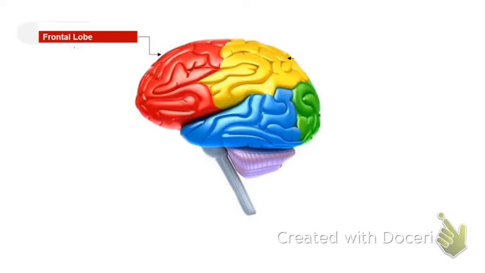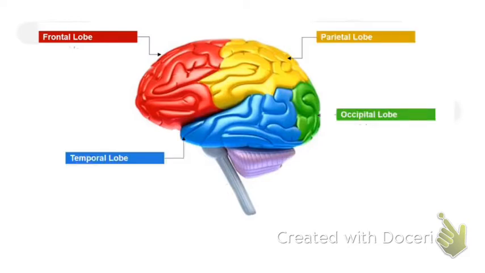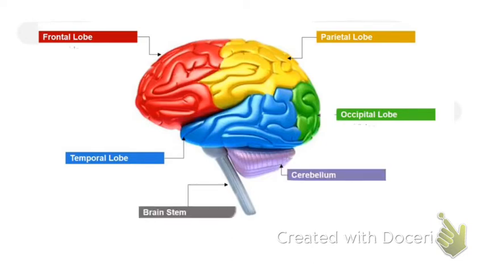We call those sections lobes, at least this part of the brain. We'll talk more about different structures in the brain a little later. Frontal lobe, parietal lobe, occipital lobe, and temporal lobe. Those are the four lobes of your cerebrum. We'll also note the cerebellum and the brainstem in this video.